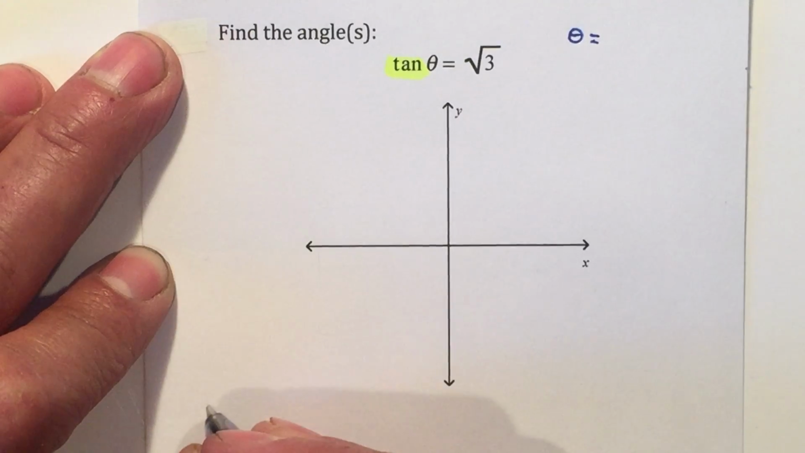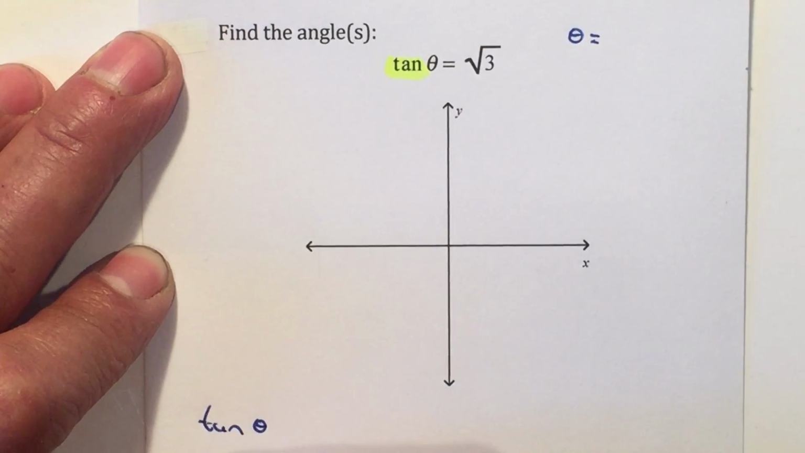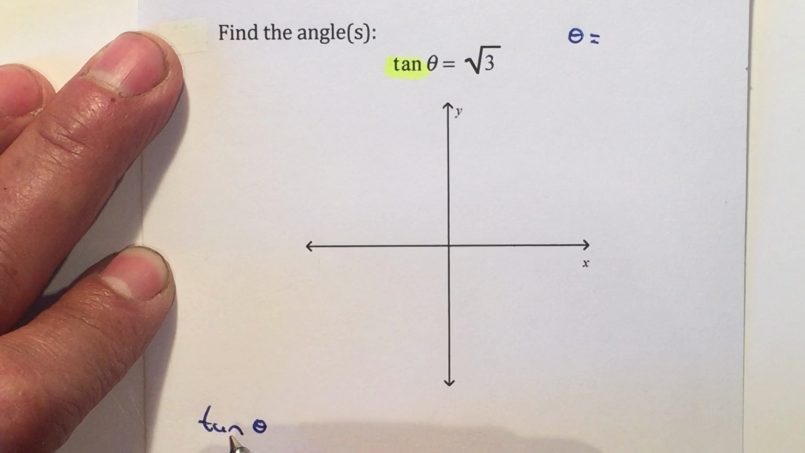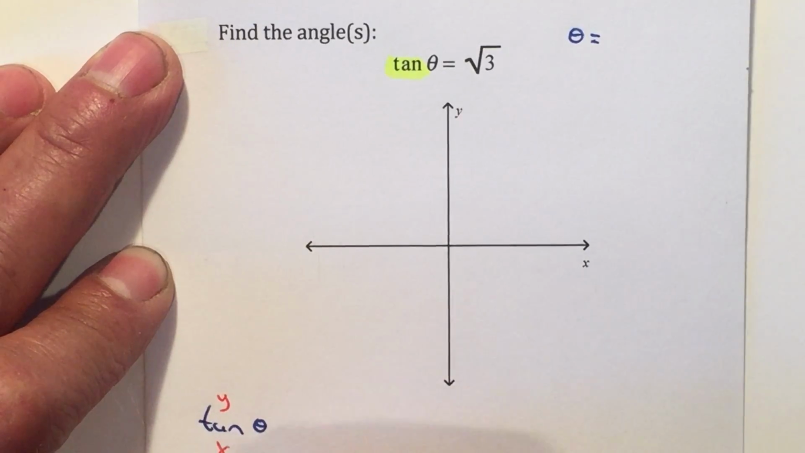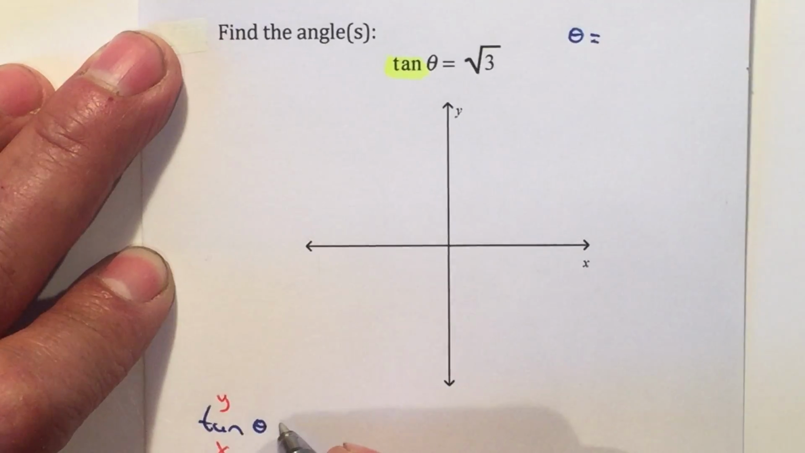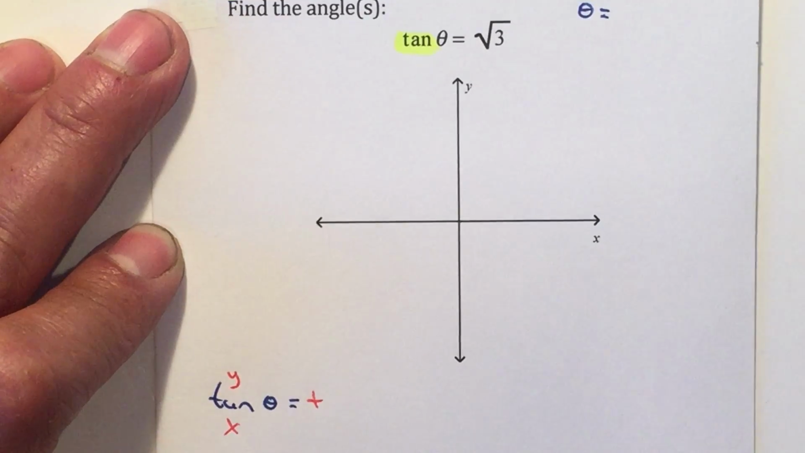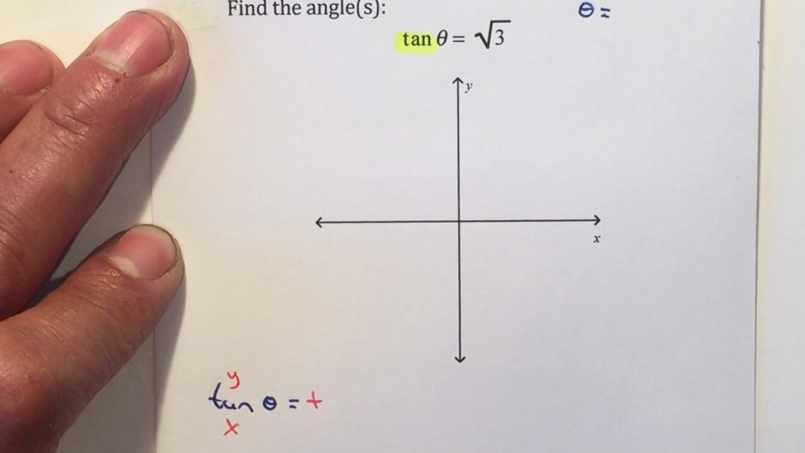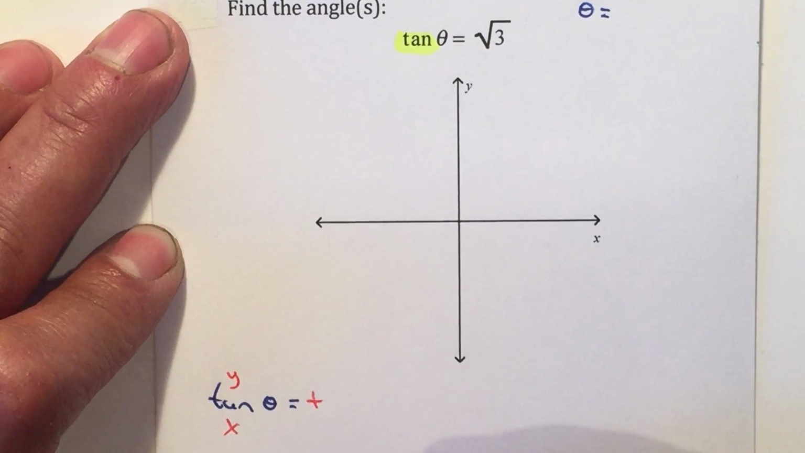So we know the tangent of theta is your y over your x. And in this case, it has to be positive. So therefore, in order for it to be positive, your y and your x must have the same sign, either both positive or both negative.